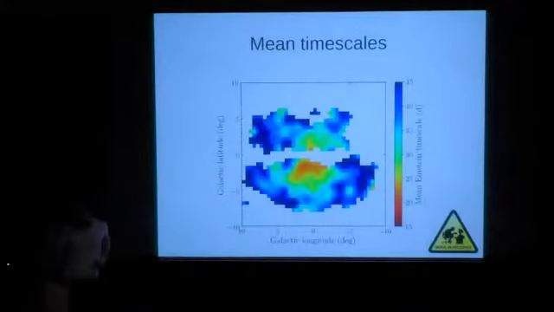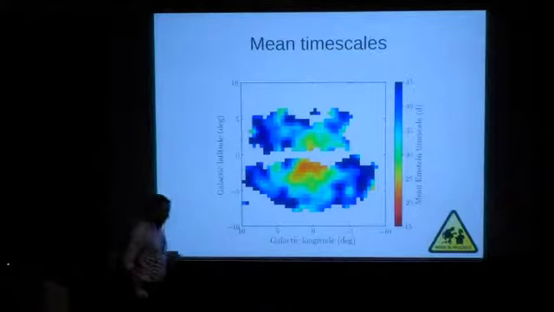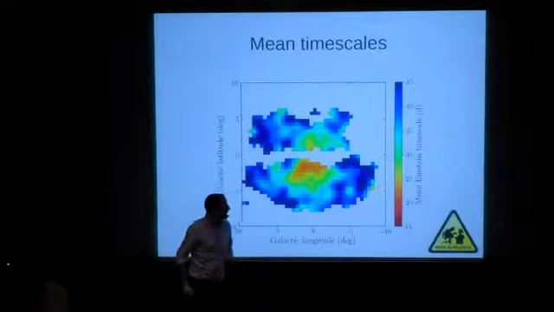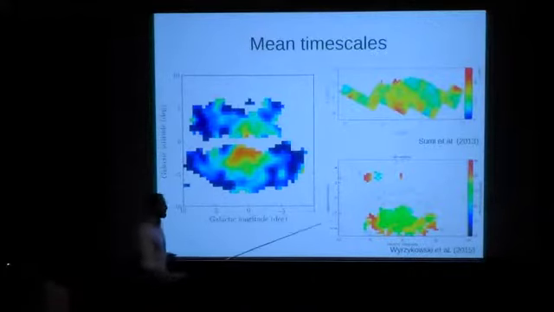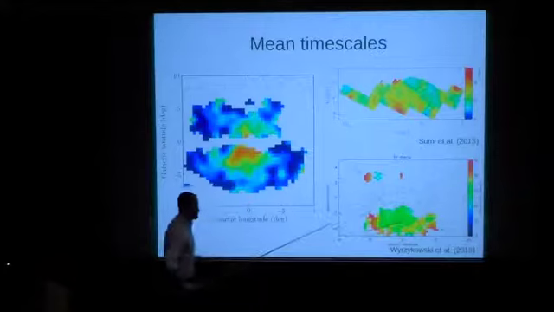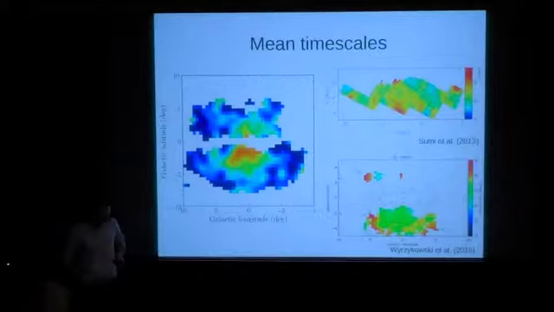So this is the map of mean timescales. The closer to the galactic center, the shorter timescales we observe. And this is actually consistent with what you expect from theory. This is also consistent with previous results by Łukasz Wyrzykowski.